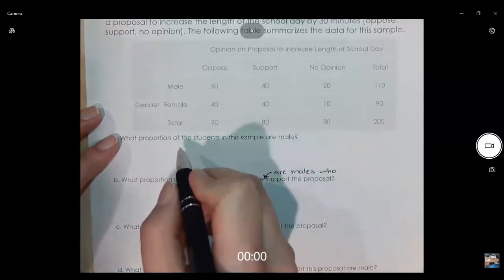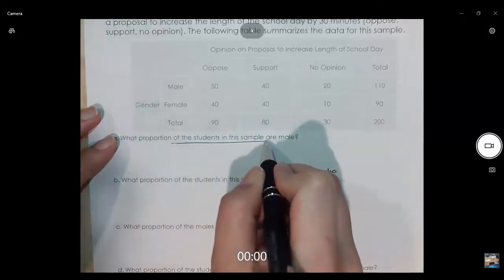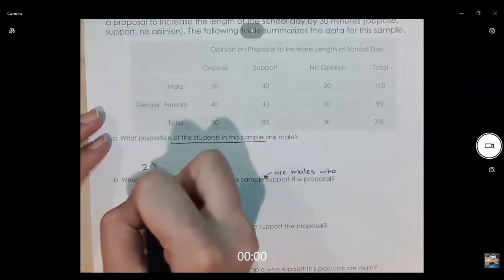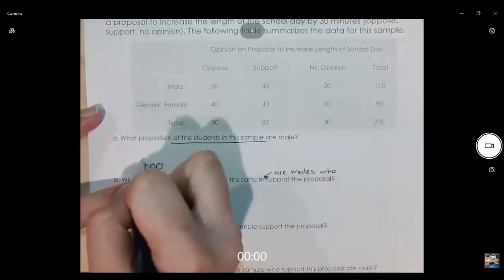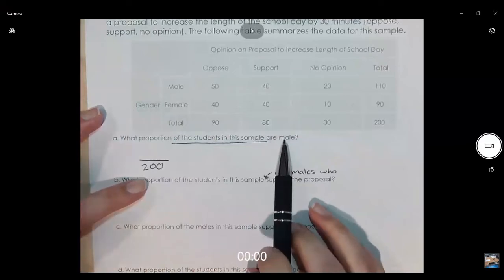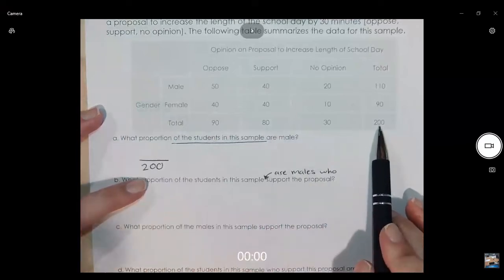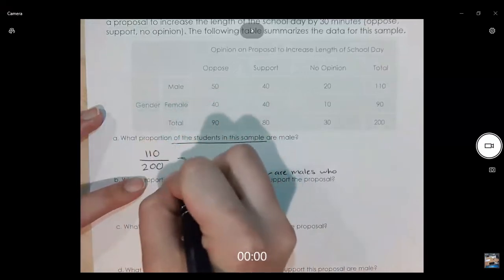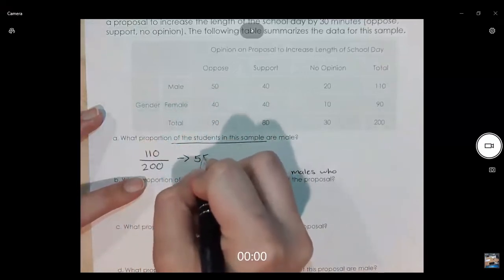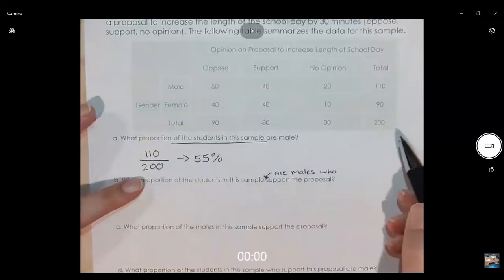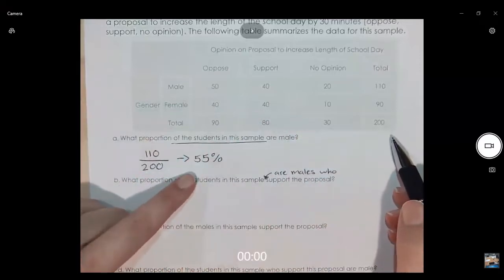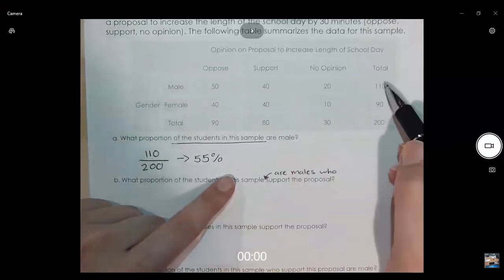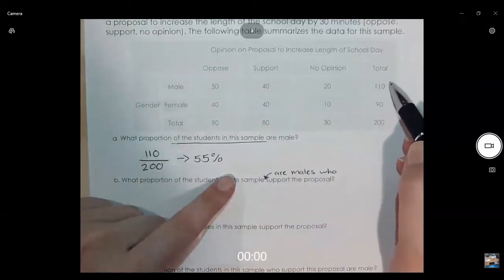So if we look at all the students in the sample, the total that we're referring to is 200. So we want to say out of the total of 200, how many are male? The 110 are male. And then if we calculate that percentage, we get 55%. So 55% of all the students surveyed were male. And this is an example of marginal relative frequency because it's taking one of our marginal values and finding the relative frequency of it.